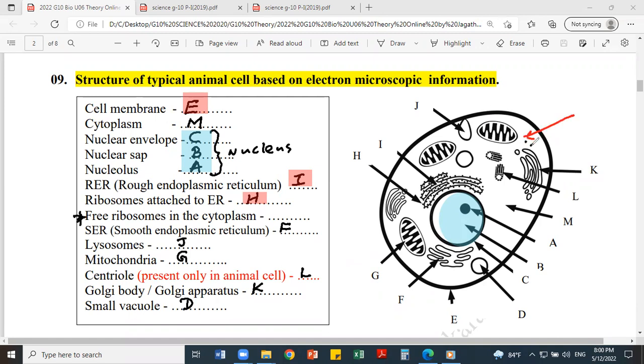Free ribosomes in the cytoplasm. So we'll write here: free ribosomes in the cytoplasm. Right.